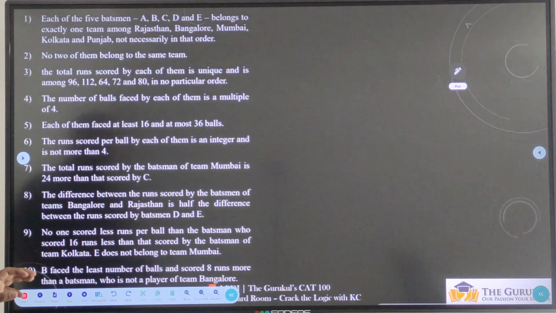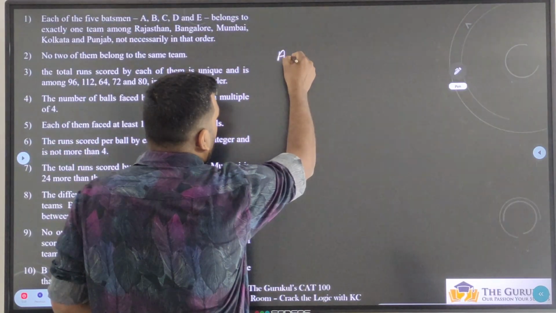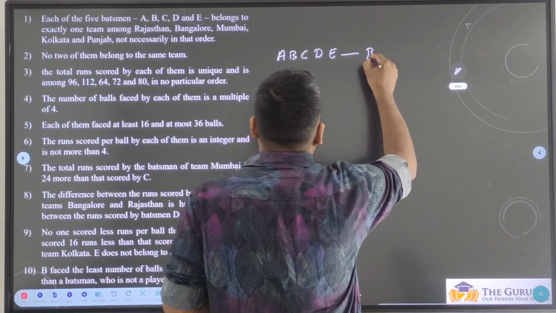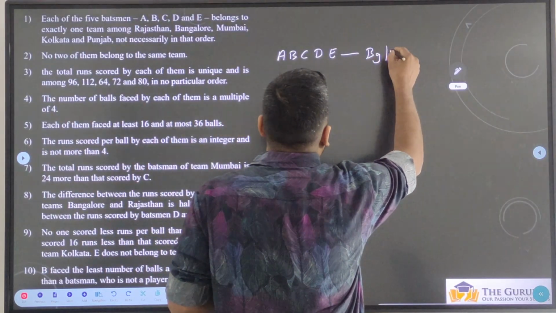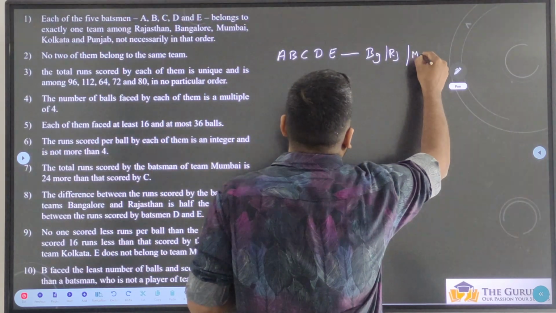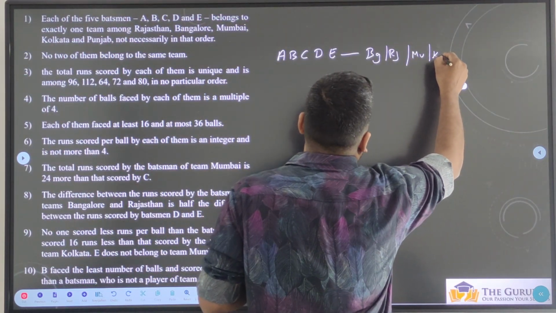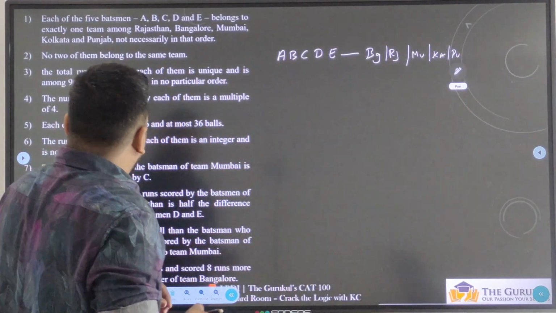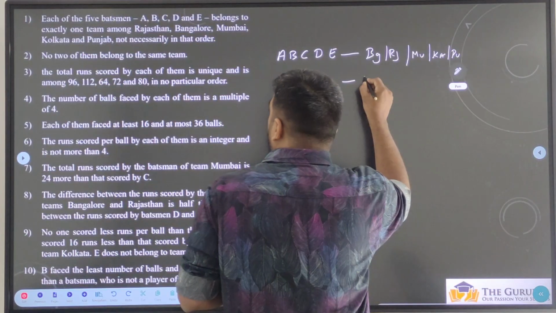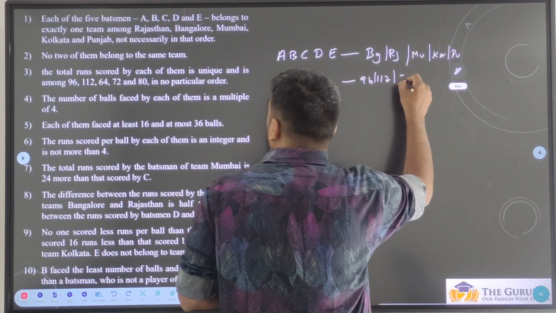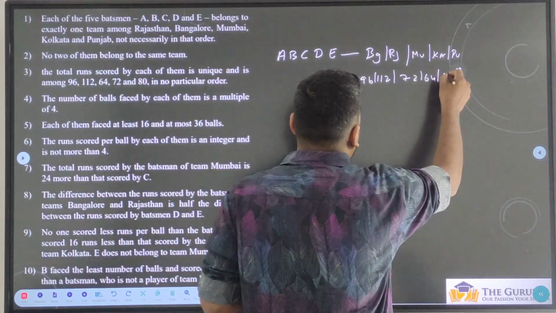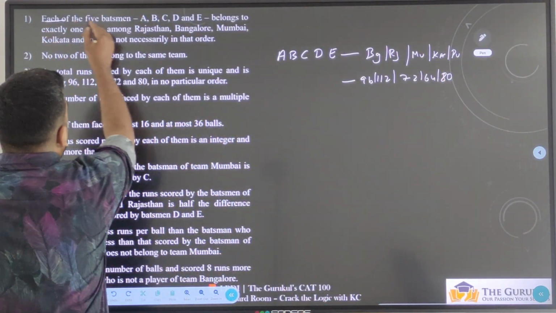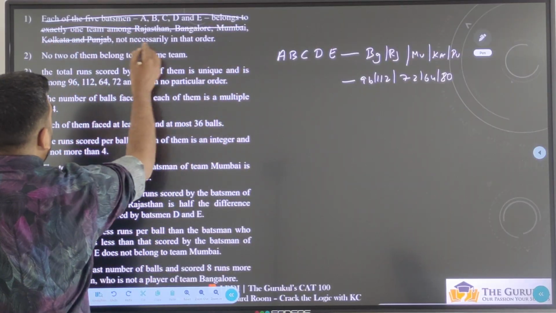There are 5 batsmen A, B, C, D, E. So we have A, B, C, D and E. We need to place them among Bangalore, Rajasthan, Mumbai, Calcutta and Punjab. 5 different places, and they are scoring 5 different runs, that is 96, 112, 72, 64 and 80. So first statement is done completely. There is no more information over here, not necessarily in the order.